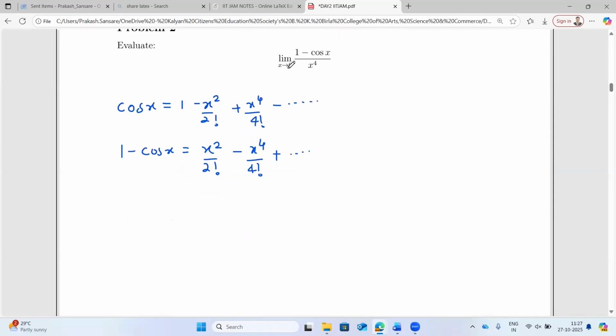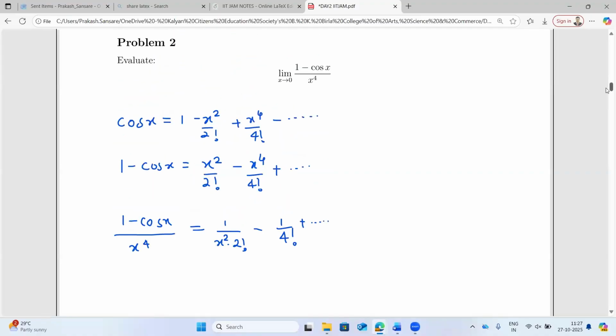Now, since x approaches 0, that means x never takes the value 0, so you can divide this expression by x power 4. You'll get (1 minus cos x) divided by x power 4 is equal to 1 upon x square into 2 factorial minus 1 upon 4 factorial plus dot dot dot. And now I need to find out the limit. You can see this part is basically 1 upon x square into 2 factorial minus 1 upon 4 factorial, and so on and so forth.